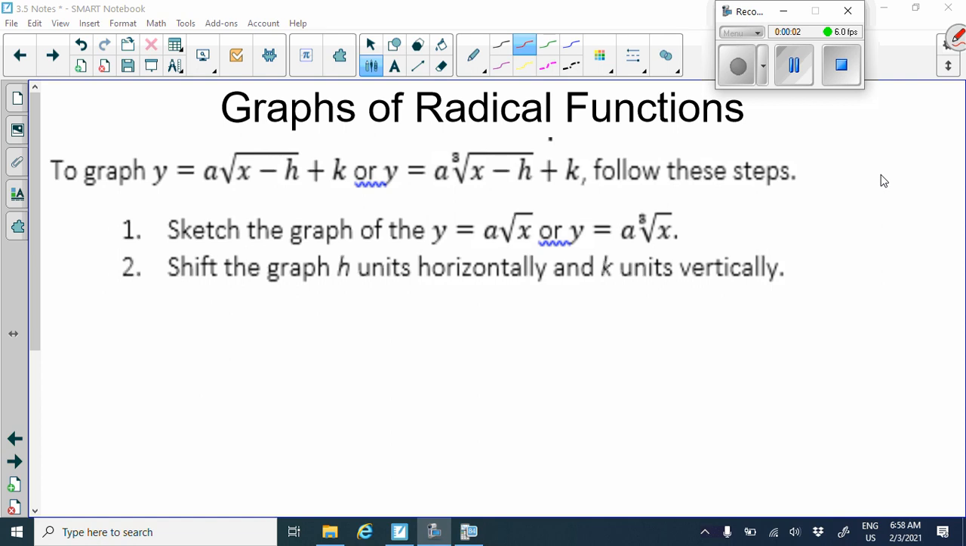Hey guys, so here's part 2 of the 3.5 notes. We're once again graphing radical functions. Okay, so let's talk about what happens when we have more than just the parent function.